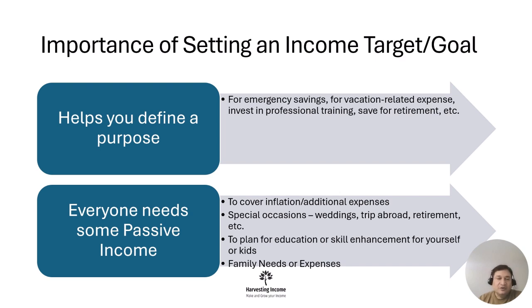Someone in the family may need support for education, or they need support to travel somewhere, or to take care of themselves, or they are still at school, or they need physical plus financial support. There are different needs. Different people have different needs. So depending on that, you need that passive income.